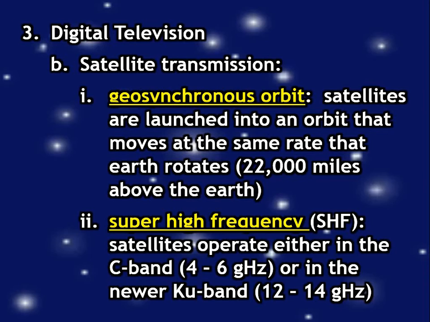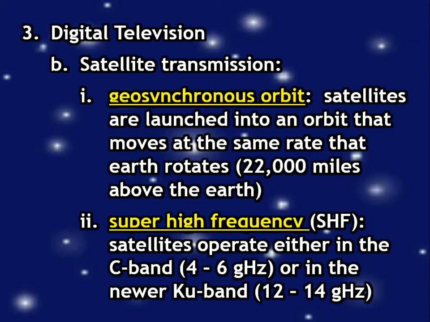Satellite transmission. So here's one from your science class, geosynchronous orbit. A geosynchronous orbit is what happens when you launch a satellite into orbit and you place that satellite in such a way that the satellite will move at the same rate that the Earth rotates. This happens at 22,000 miles above the Earth's surface. So if you place a satellite over Raleigh, 22,000 miles up in the sky, that satellite will always be above Raleigh.